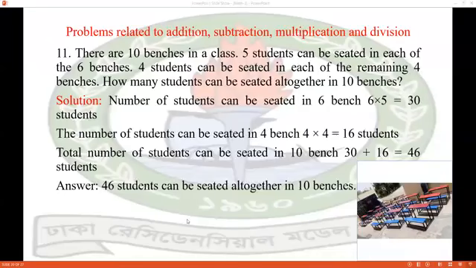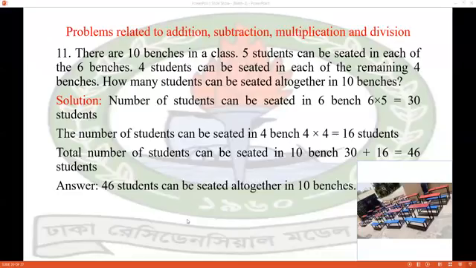There are 10 benches in a class. 5 students can be seated in each of 6 benches. 4 students can be seated in each of the remaining 4 benches. How many students can be seated altogether in 10 benches?